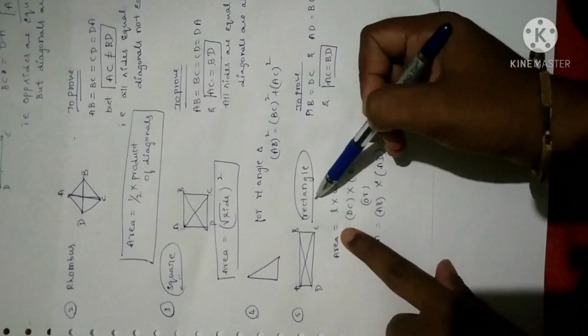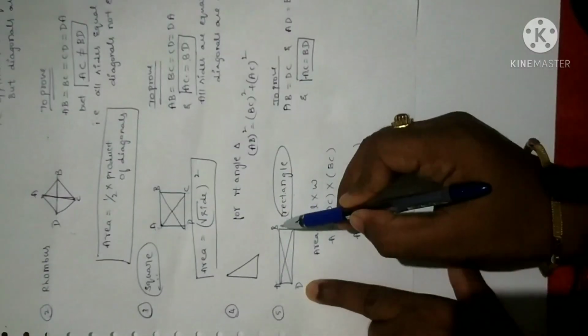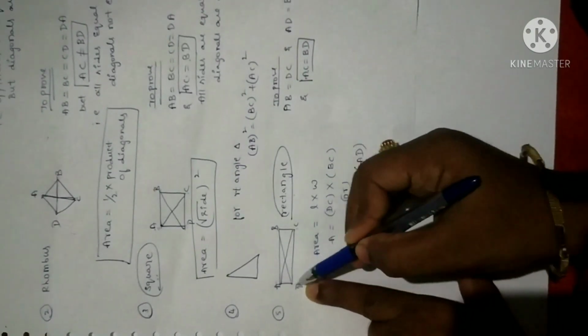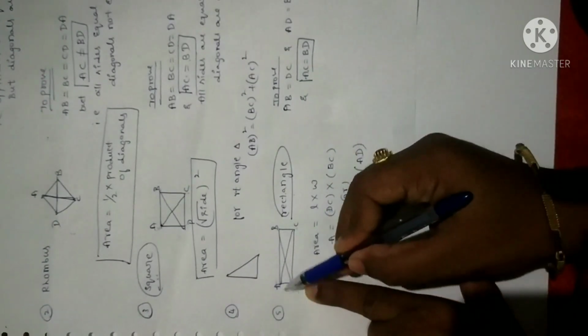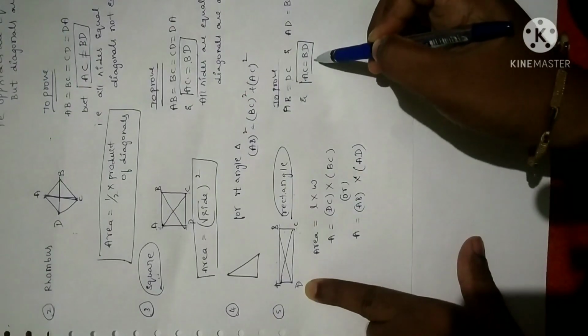And in rectangle opposite sides should be equal. In the sense, to the side AB, DC is the opposite side. To the side AD, BC is the opposite side. So opposite sides are equal. Here the diagonals are AC and BD. So that should be equal.